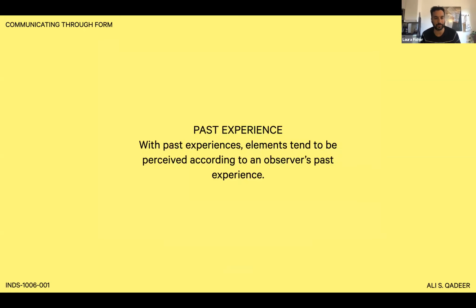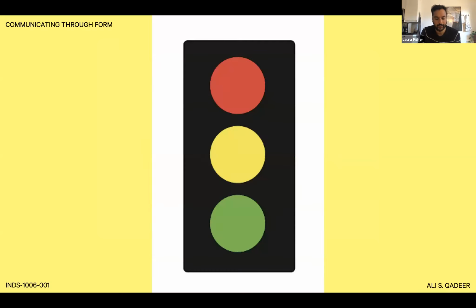Past experience is an important one. With past experiences, elements tend to be perceived according to an observer's past experience. For example, when red, green, and yellow are positioned together, we read them as a stoplight.